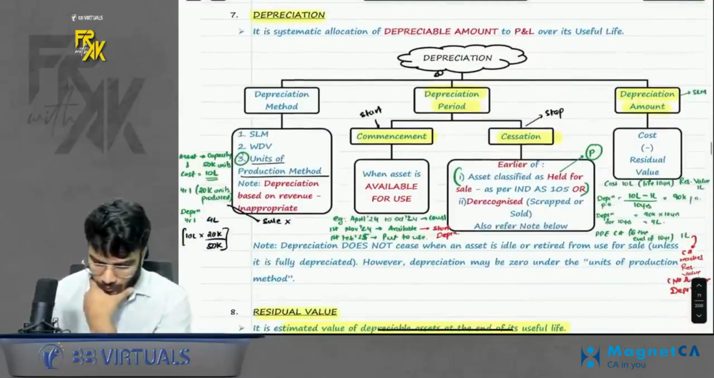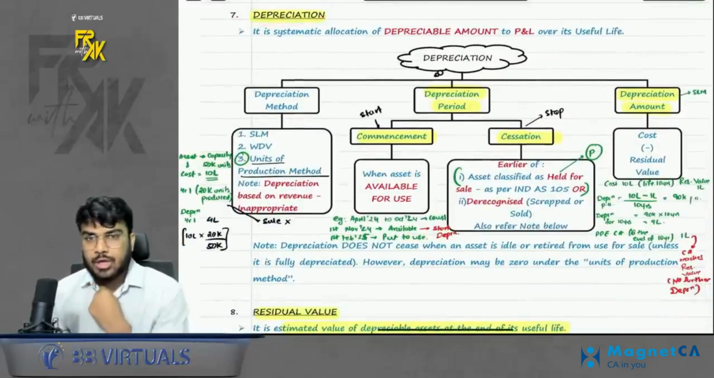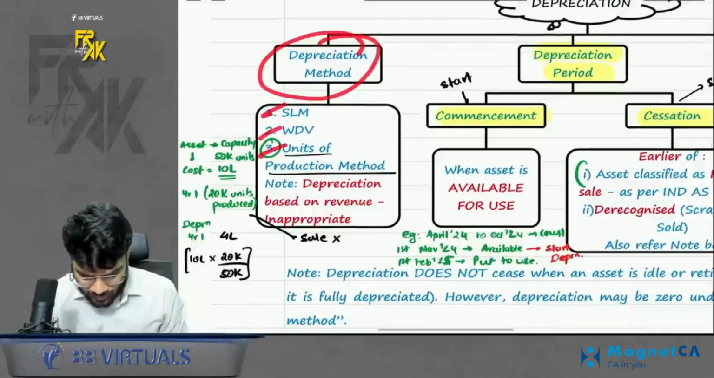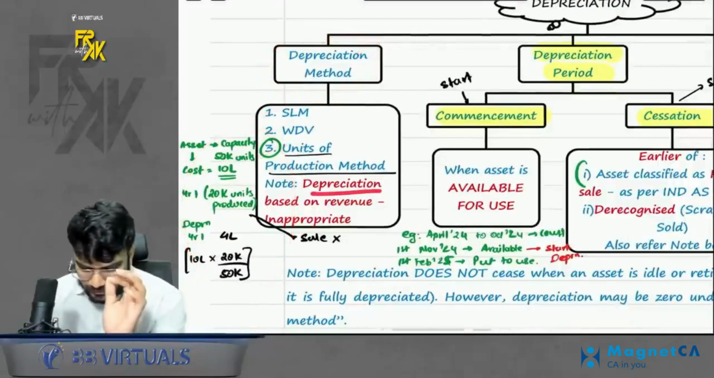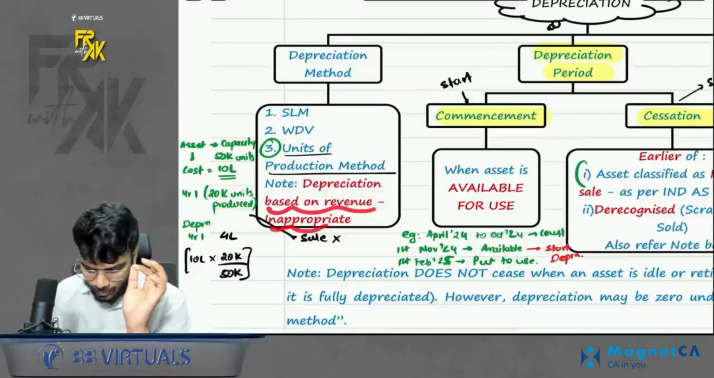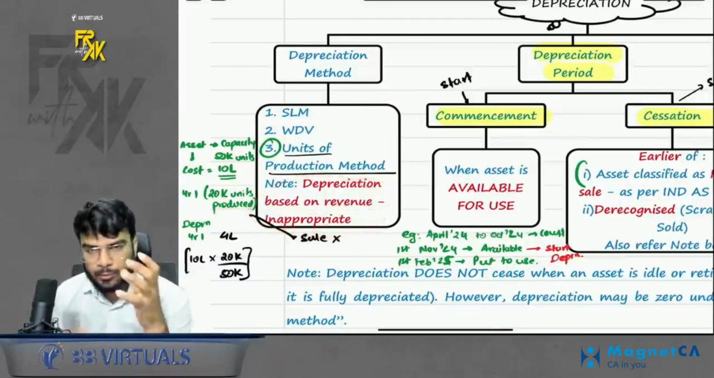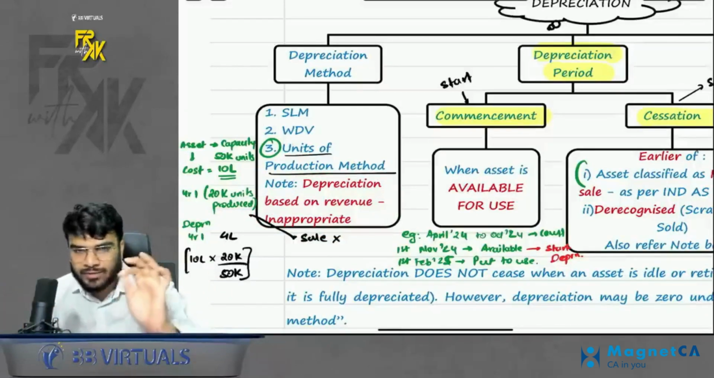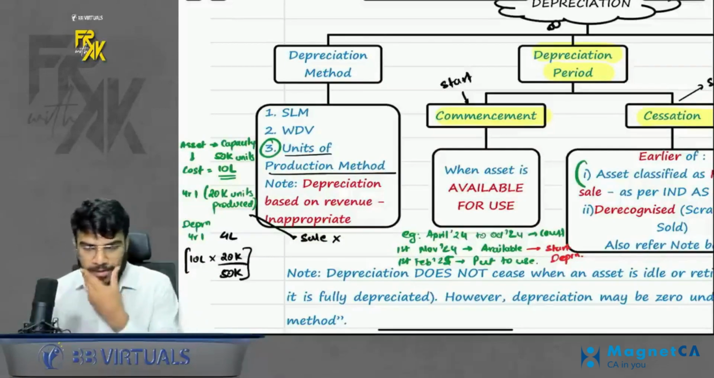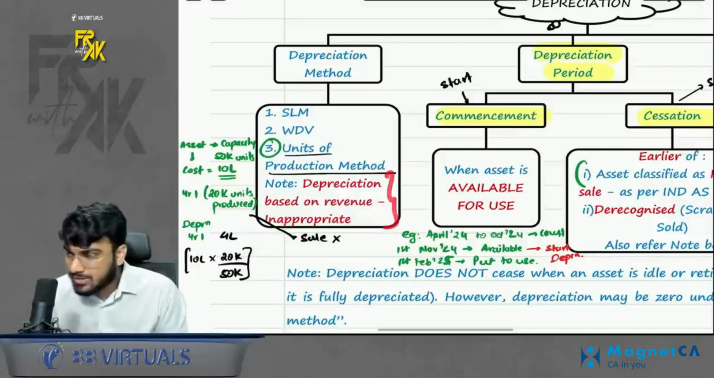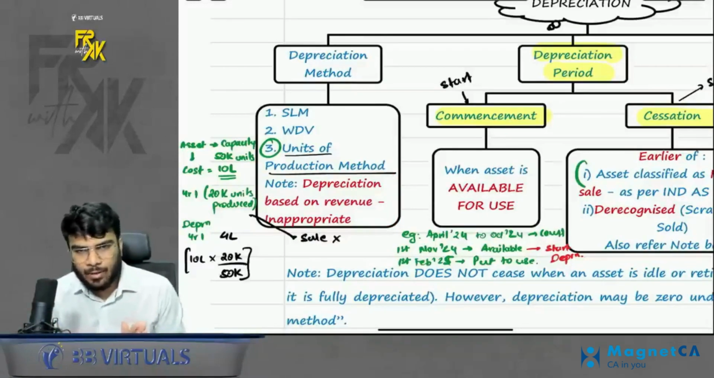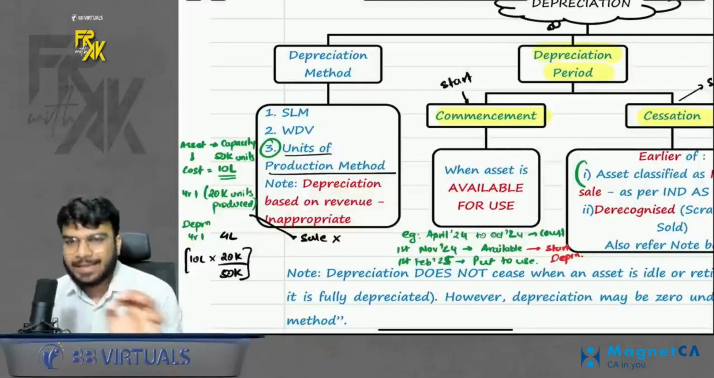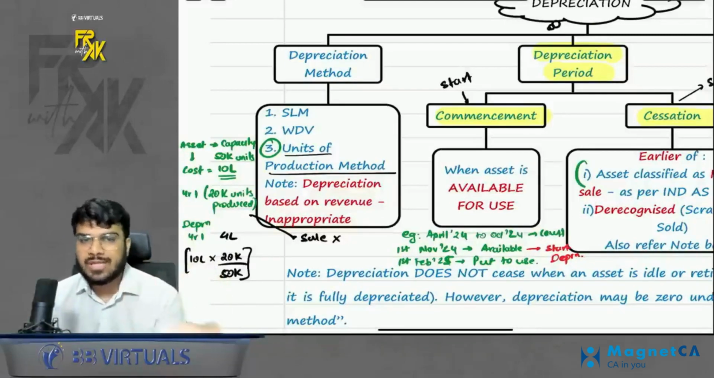Okay, sir. Now next point is depreciation. Under depreciation, three things are discussed. One is method. We have three methods: SLM, WDV, units of production. But one thing, depreciation based on revenue is inappropriate. What is the meaning of this? Let's say for example you produced multiple units, you used the machinery, but the sale was zero. You did not sell even one unit of that produced output. Now the company is saying that because the sale was zero, I will not depreciate. Is this allowed? The answer is no. You cannot depreciate on the basis of your sales. Even if the sales was zero, the machine was used, so you will charge depreciation.